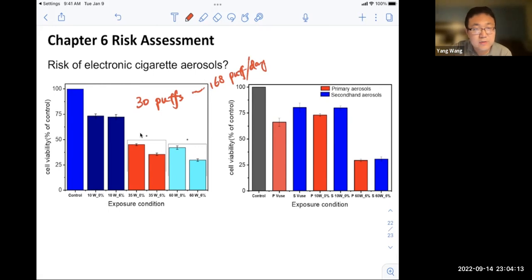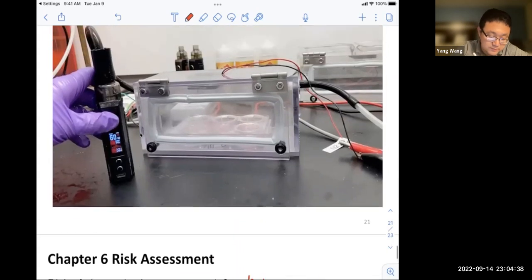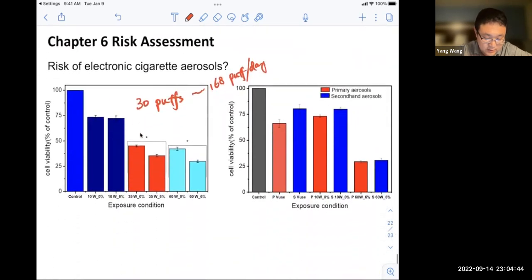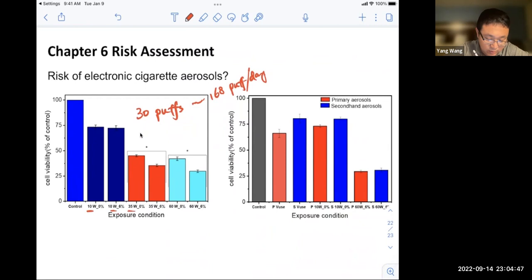We first determined the cell viability. We first cultured the cells onto these petri dishes and counted the number of cells. We also had control groups that were not exposed to the e-cigarette aerosols. Then we exposed these cells to different types of aerosols. For example, you can change the power used on the e-cigarette: the stronger the power, the more aerosols you generate. You can see we tried 10 watt, 35 watt, and 60 watt. Also, we changed the percentage of nicotine in the solution; there can be 0%, there can be 6%.